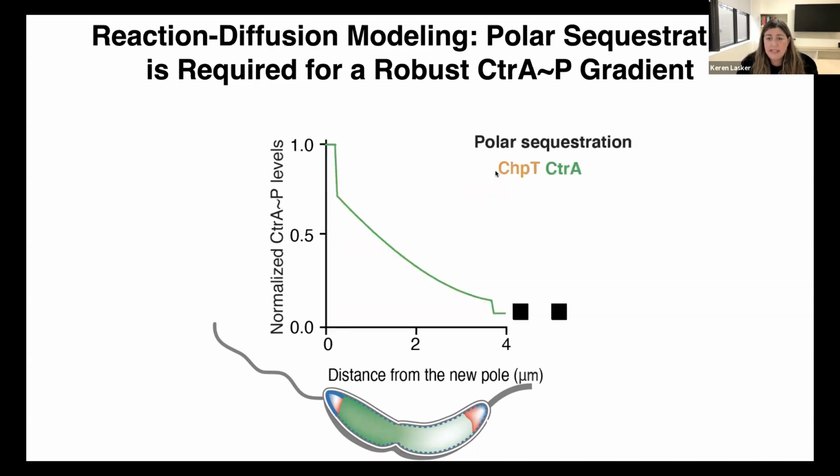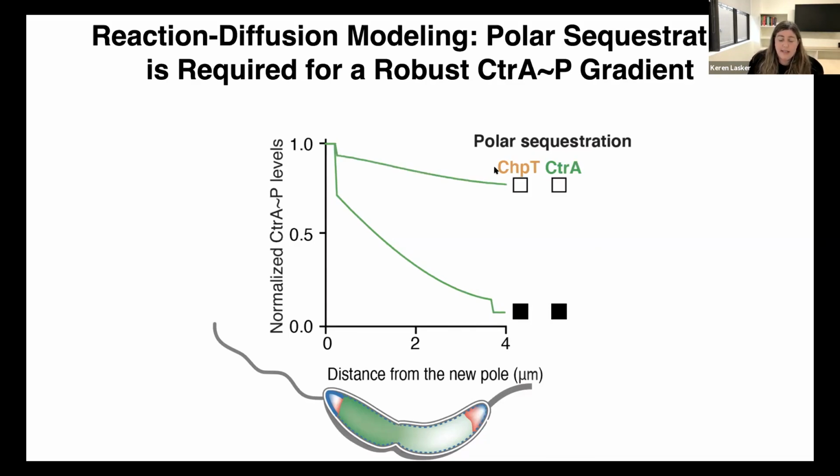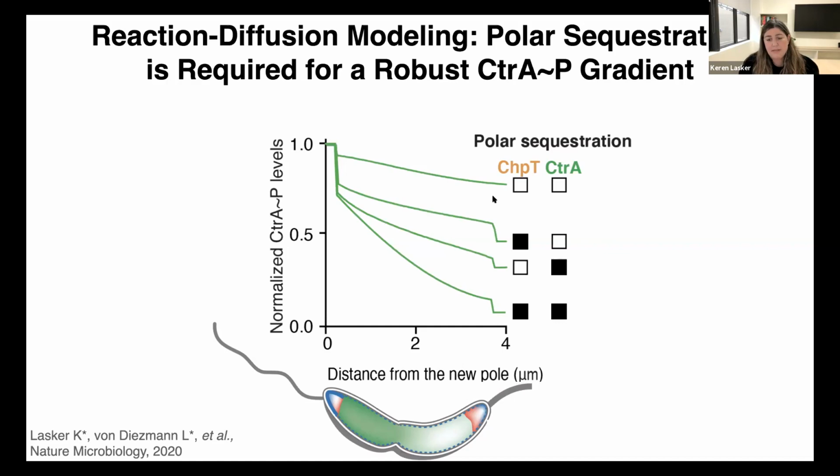But what we've shown is this polar sequestration, so now we tried modeling to see what would happen if we actually remove this polar sequestration of CHIP-T and CTRA to the microdomain. What we see through our modeling is that if CHIP-T and CTRA are not going to be in the microdomain, we're actually going to completely lose the patterning of a CTRA gradient, which is again required for asymmetry. And less profound, but still, we're going to see this effect if just one or the other is going to be inside the microdomain.